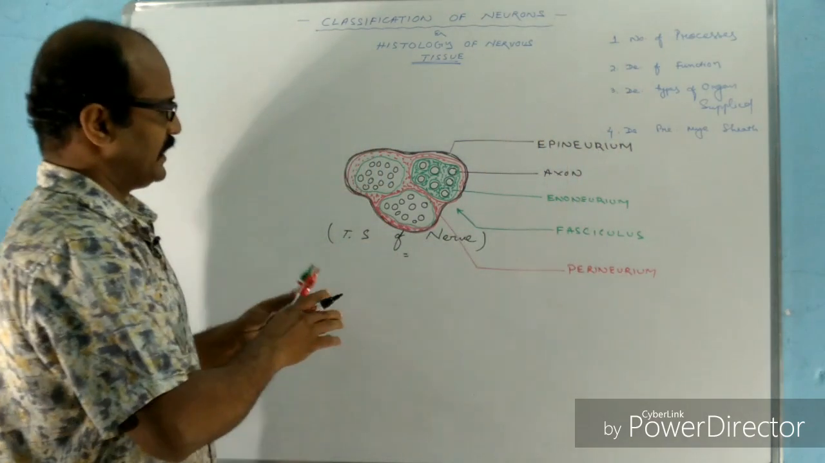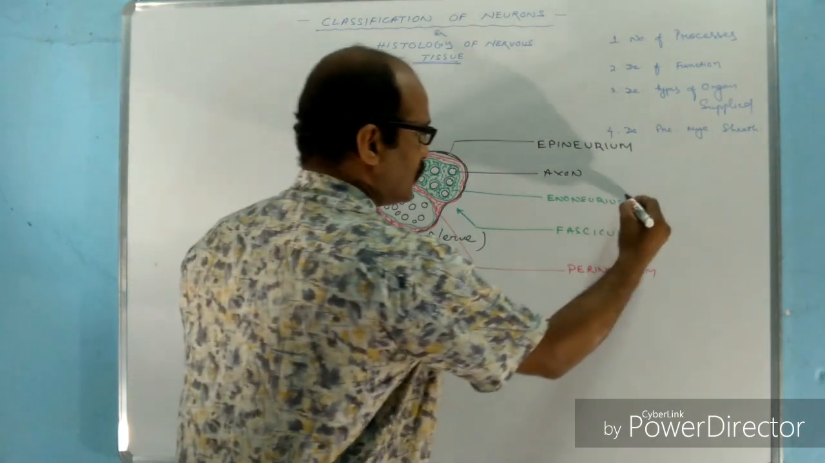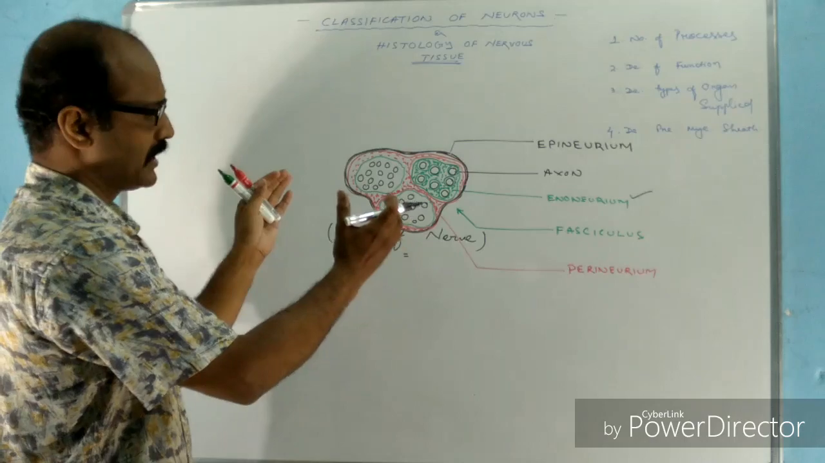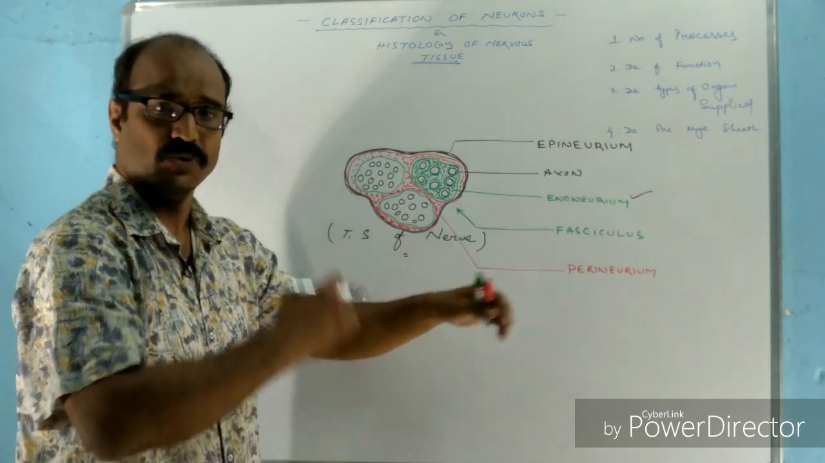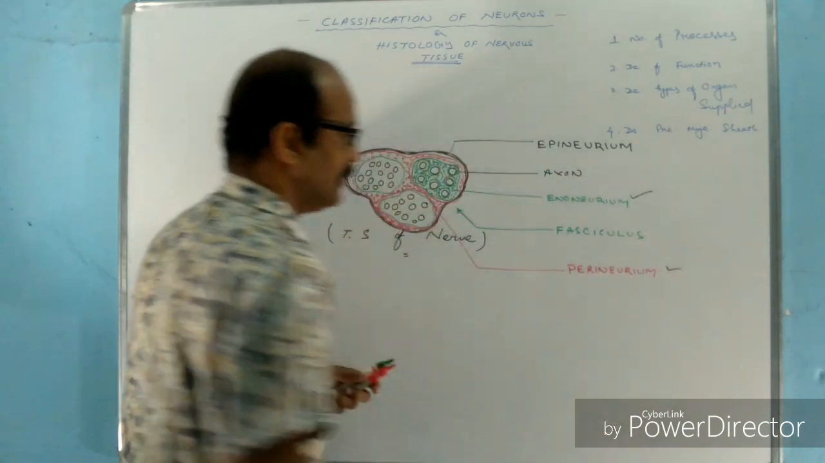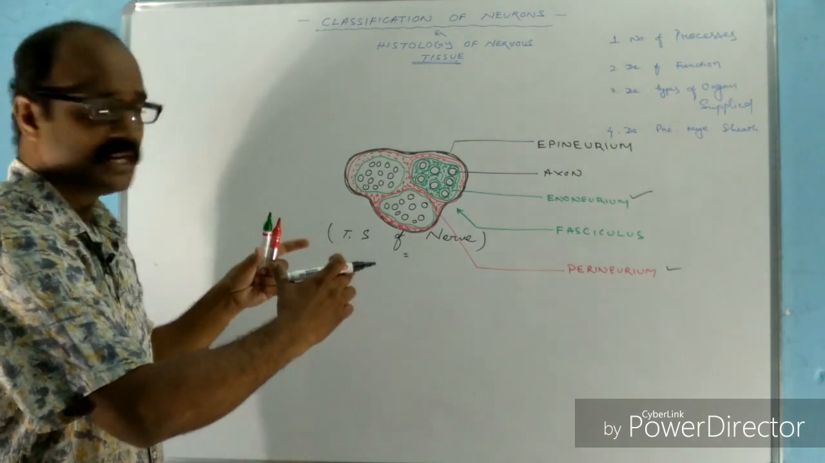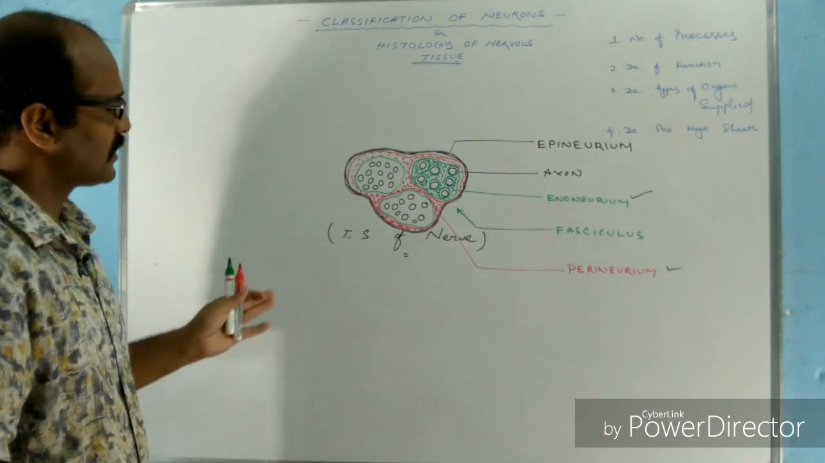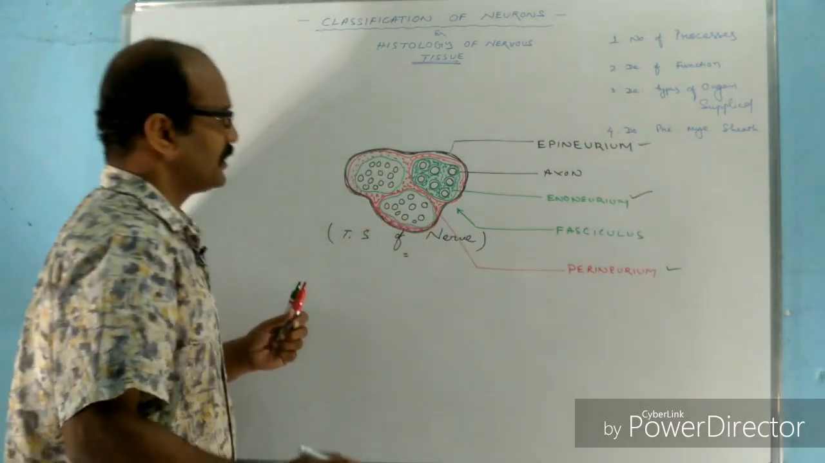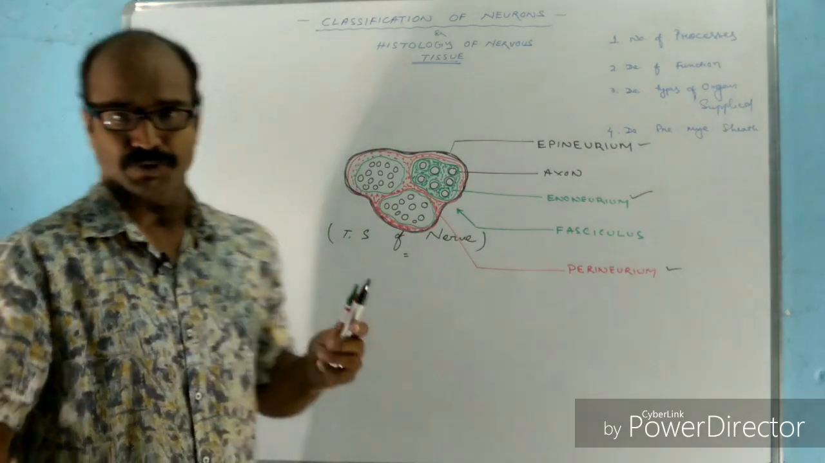So each individual nerve cell has a connective tissue layer, known as the endoneurium. A number of neurons form a single bundle known as the fasciculus, which is again covered by another connective tissue membrane known as the perineurium. So many fasciculi again form another bundle, which is again covered by another connective tissue layer, known as the epineurium. That's all for the histology of nervous tissue.